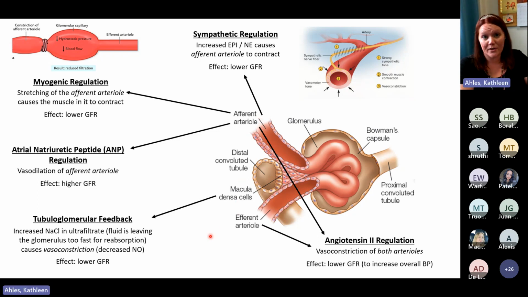The other intrinsic thing that stays just inside the kidney is what we call the tubuloglomerular feedback mechanism. The tubuloglomerular feedback mechanism is regulated by these guys right here, called the macula densa. So the macula densa is a group of cells that we see.